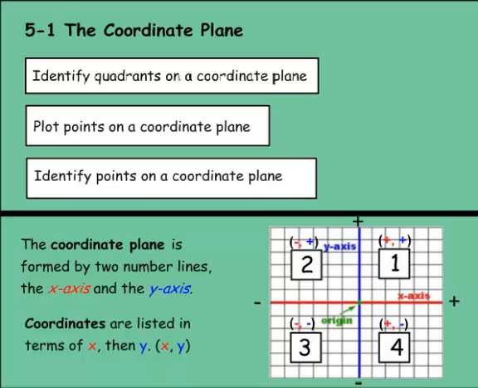We're on lesson 1 of chapter 5, which is the coordinate plane. We're going to identify quadrants on a coordinate plane, then we'll plot points on a coordinate plane, and then identify points on a coordinate plane.